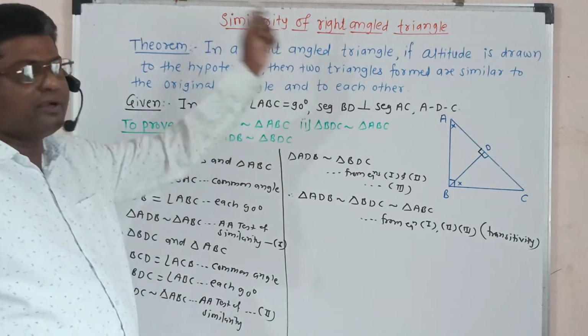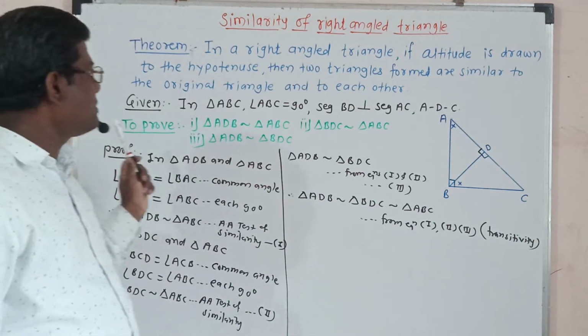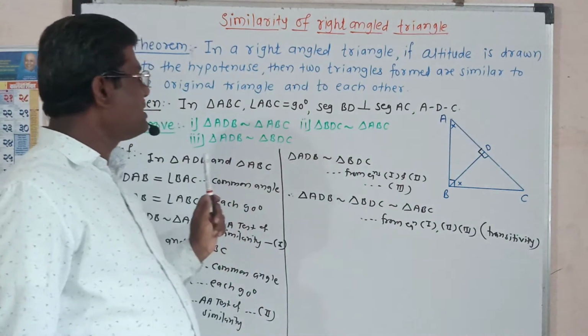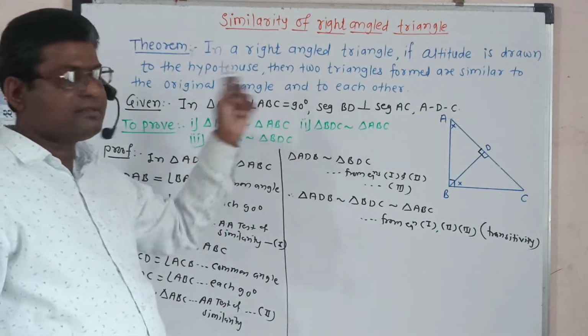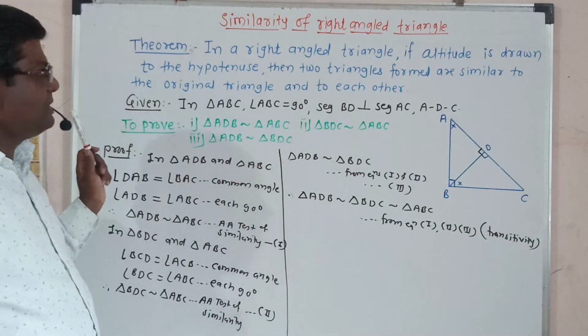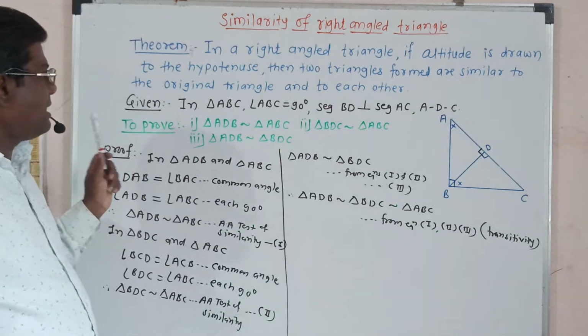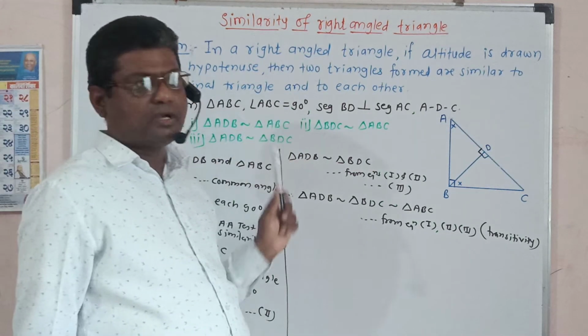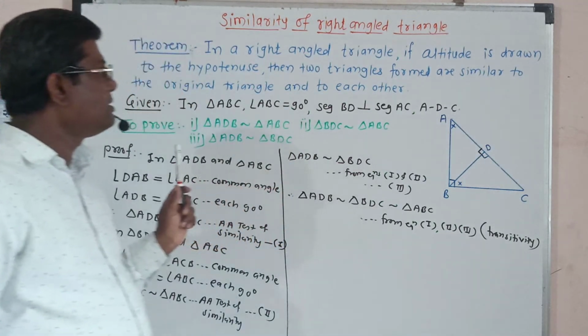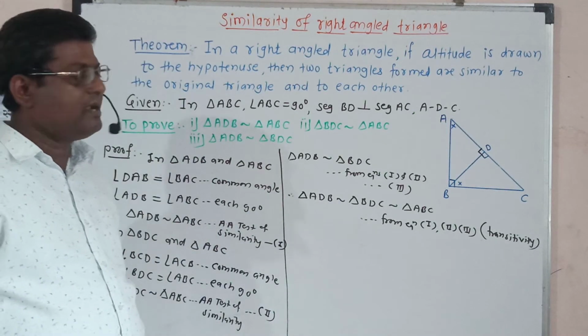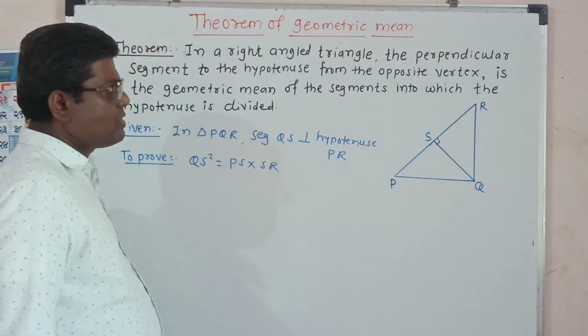In a right angled triangle, if the altitude is drawn to the hypotenuse, then the two triangles formed are similar to each other and to the original triangle. This is called similarity of right angled triangle. Theorem of geometric mean.